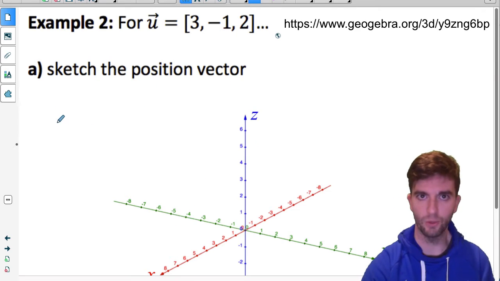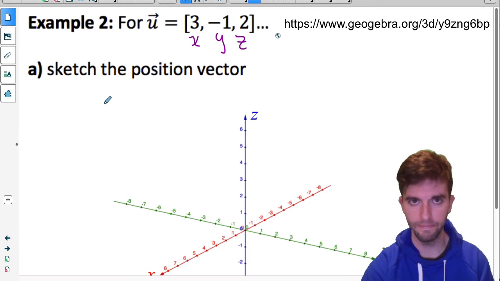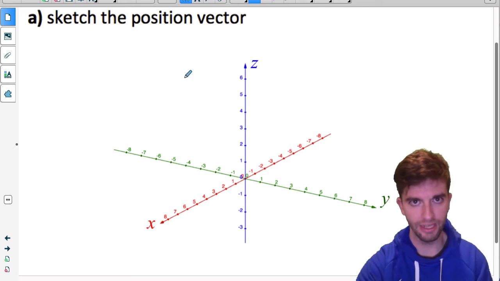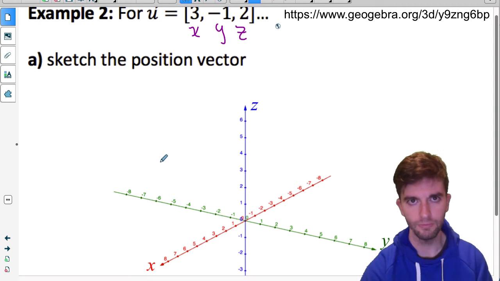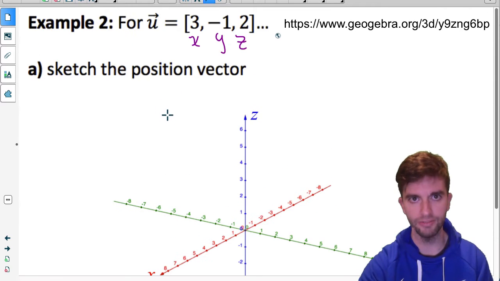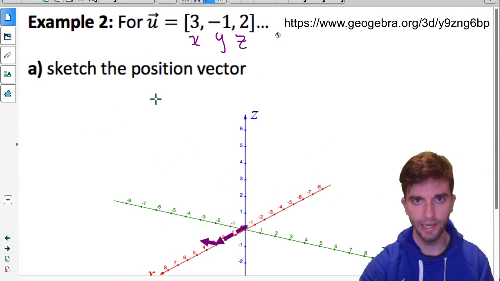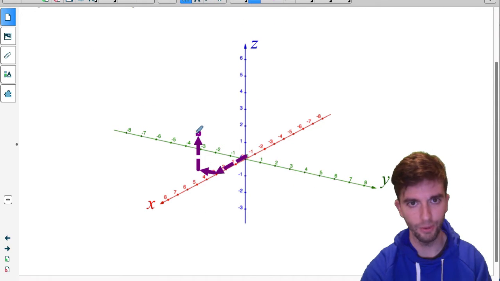So let's start doing some examples where we'll actually do some work with vectors in 3 dimensions. So this vector u has 3 components, an x, a y, and a z component. I know this vector would start at the origin and finish at the point 3, negative 1, 2. So if I want to sketch that vector, I need to start by plotting the point 3, negative 1, 2, and then connecting a line from the origin to that point. So to plot the point 3, negative 1, 2, I would have to move 3 units along the positive x-axis. I would then have to move 1 unit parallel to the negative y-axis, and I would then have to move 2 units parallel to the positive z-axis. And that would bring me to the point.